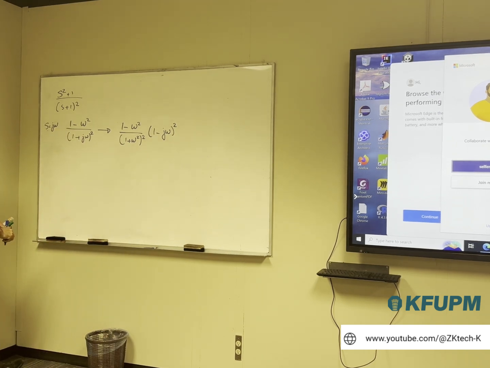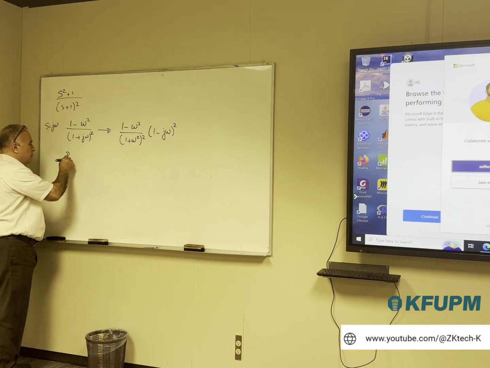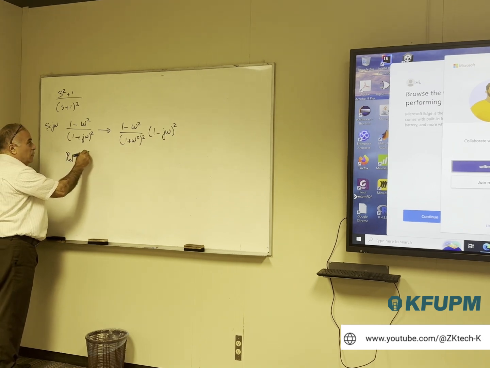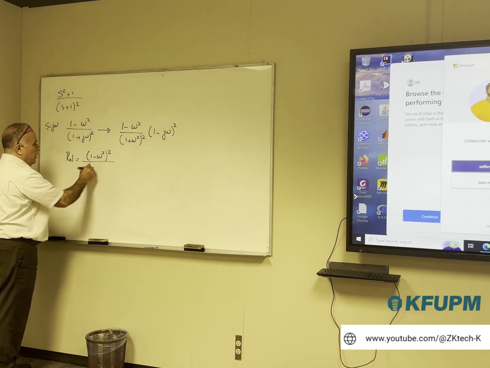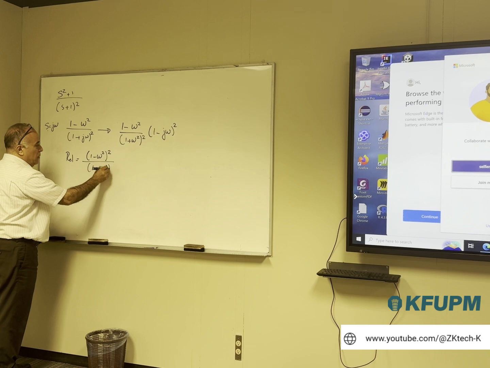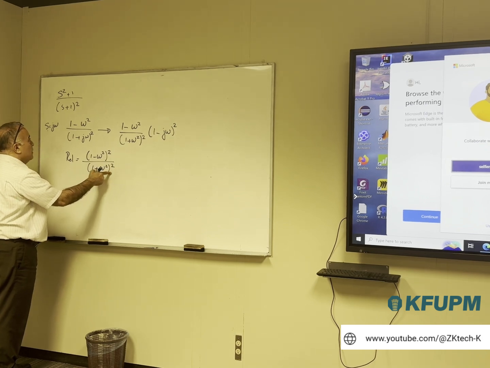So when we compute the real part, we had 1 minus omega squared, the whole thing squared, divided by 1 plus omega squared, the whole thing squared. Is it correct? Yes, sir.